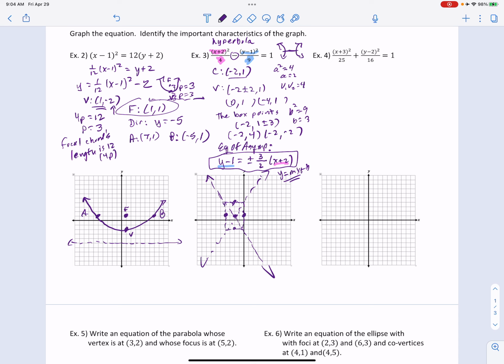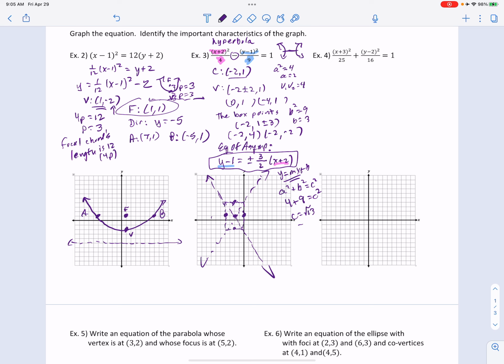Now, we're still missing foci, and we need to sketch this. And the foci involve c. They're c units, in this case, from the center, they have to be on the same line as the transverse axis. So from the center, we're going to go to the right c units and to the left c units. And in a hyperbola, a squared plus b squared equals c squared. That is the relationship between a, b, and c. And so we have that a squared is 4, b squared is 9. It's the sum of those two values equals c squared. So c is the square root of 13.